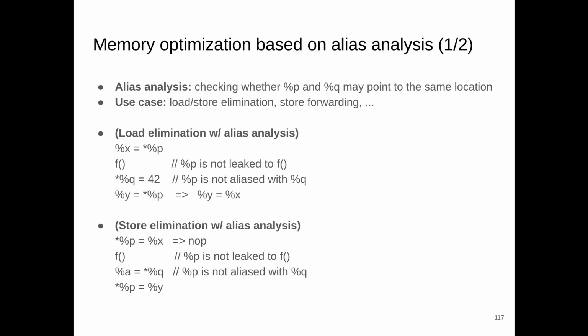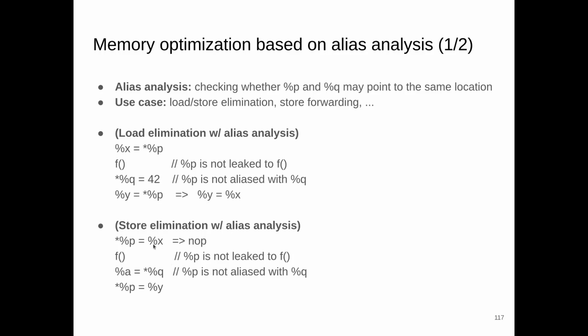That's our supposition. Furthermore, let's assume that we somehow were able to analyze that P and Q are pointing to different locations. In other words, P is not aliased with Q. If that is the case, we are quite sure that the function call to f and the store to Q never interfere with the value stored in P. And then we can just replace y, which is loading from P again, with x, because the value stored in P is never changed.